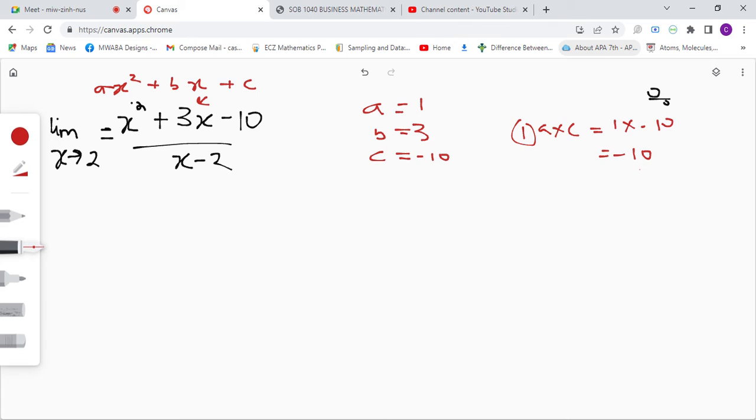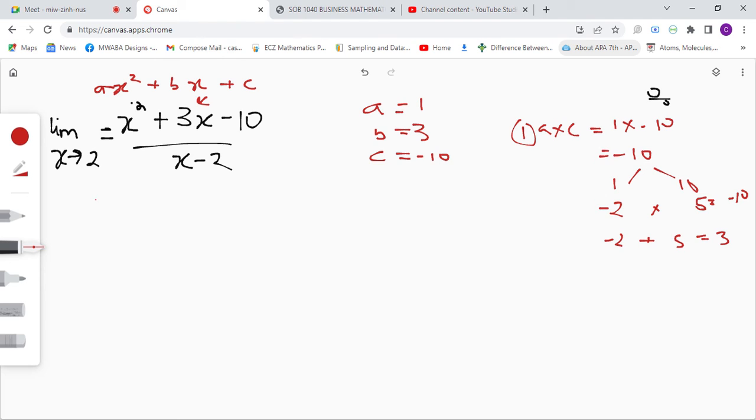So let's look at factors of 10. We've got 1 and 10, but when added, they can't give you 3. How about 2 and 5? Now let's see which one we can make negative. Negative 2 and 5, because negative 2 times 5 is negative 10, and negative 2 plus 5 is 3. So the two values are negative 2 and 5.